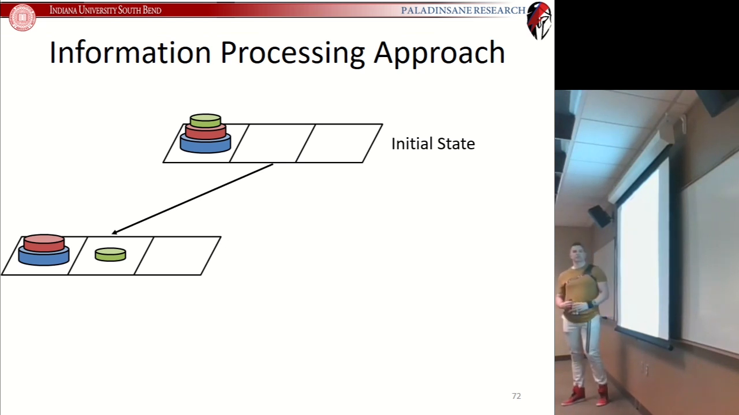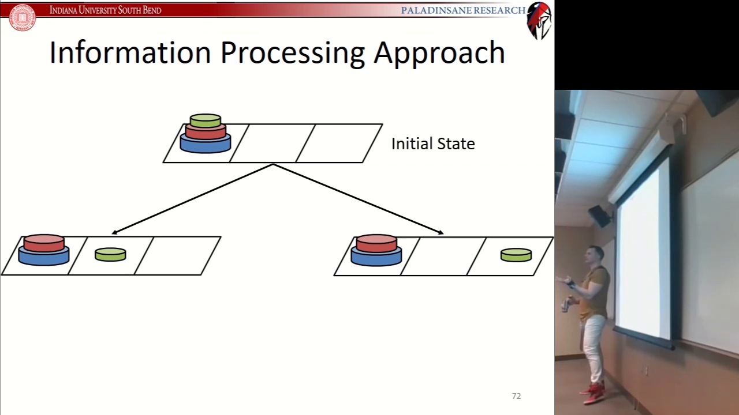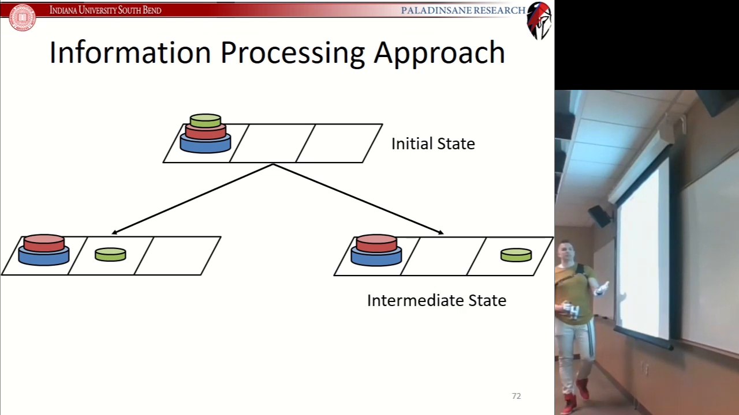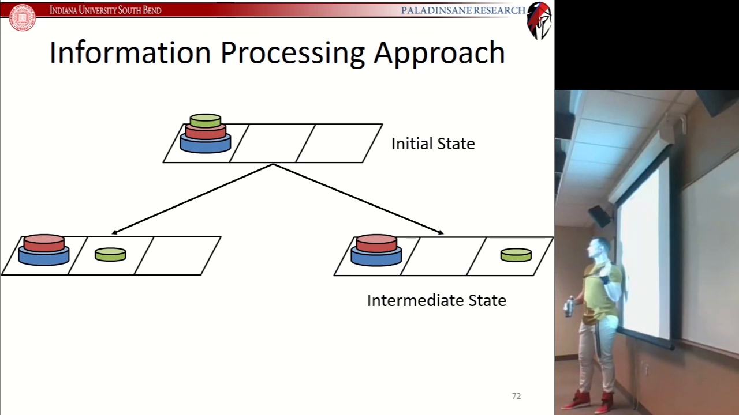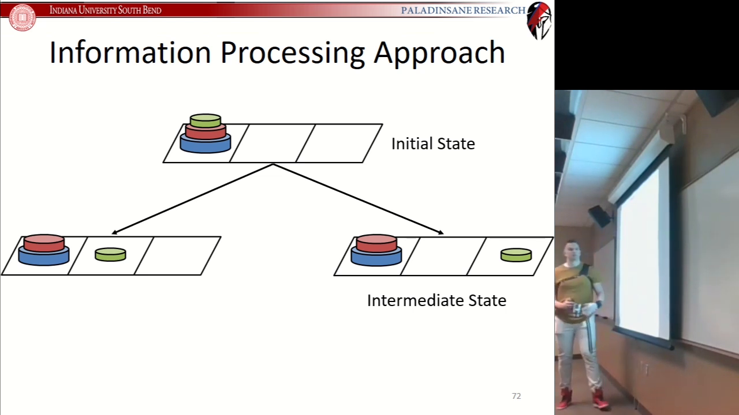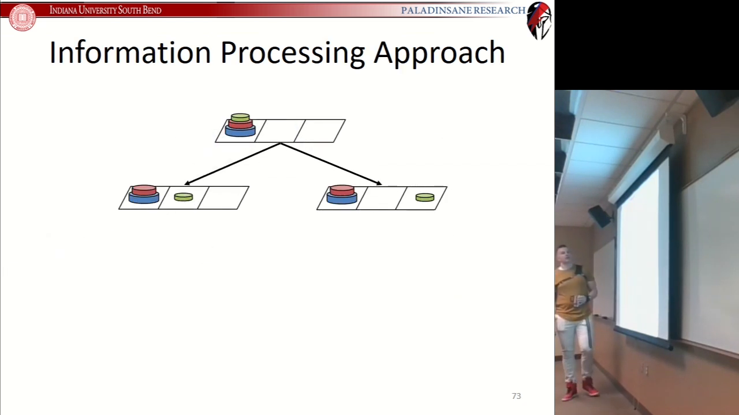This is an intermediate state. The only other thing that we can do from this initial state is to go down there and put that green disk into the third position. So in terms of what we are allowed to do, in terms of the intermediate states that we can reach from this initial state, that's it. Those are the only two possibilities. So far, so good? All right, so let's stay on that side.